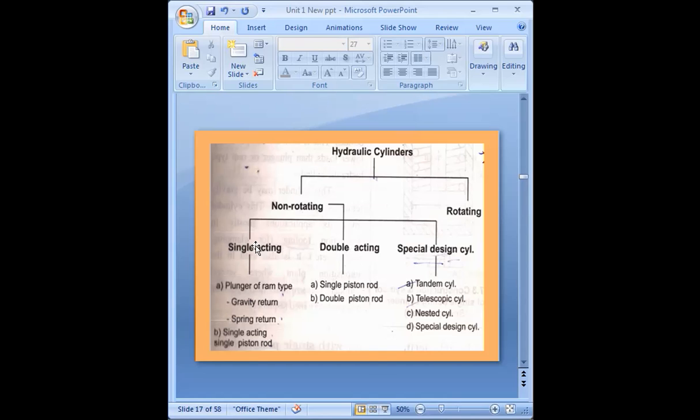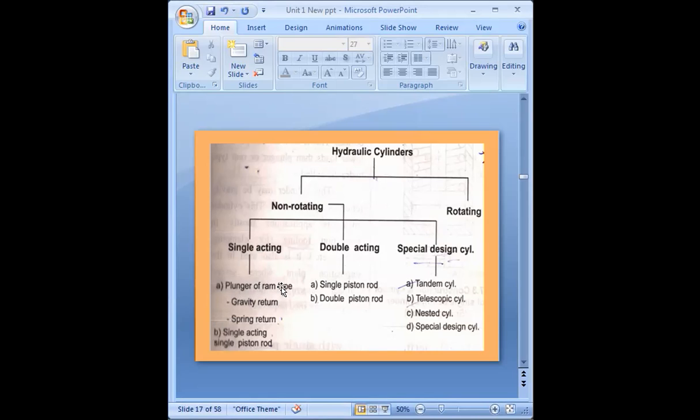Now, in the single acting cylinder, we have two types. One is the plunger or ram type single acting cylinder. Again in that, two types are available, depending on which action the plunger or ram is going to retract. One is the gravity return type and the second is the spring return type. We are going to see that one by one.